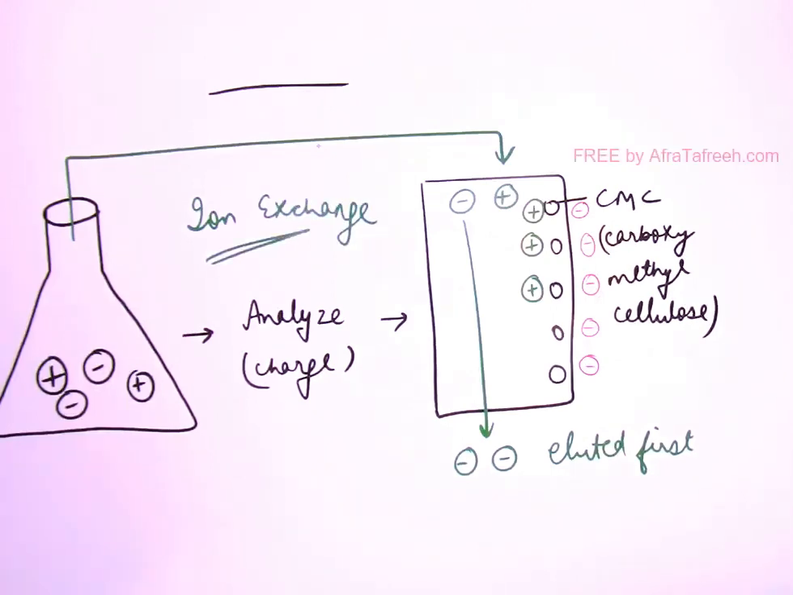That is, ions are getting exchanged, right? If we take negative charge in the column, negative charge protein is eluted first. So if we will take positive charge in the column, then positively charged protein will be eluted first, right?